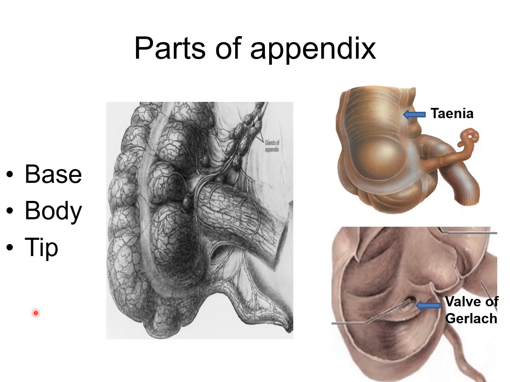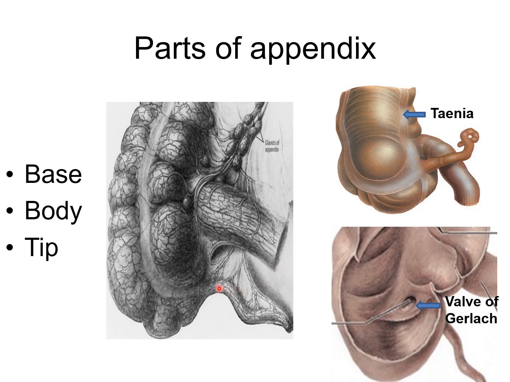Parts of appendix. The appendix is divided into 3 parts: base, body and tip. Base is that part which is attached to the posteromedial wall of cecum and it is about 2 cm below the ileocecal junction. Now you can see here all tinea of the cecum are converging to the base and it serves as a guide for the identification of appendix during appendicectomy.